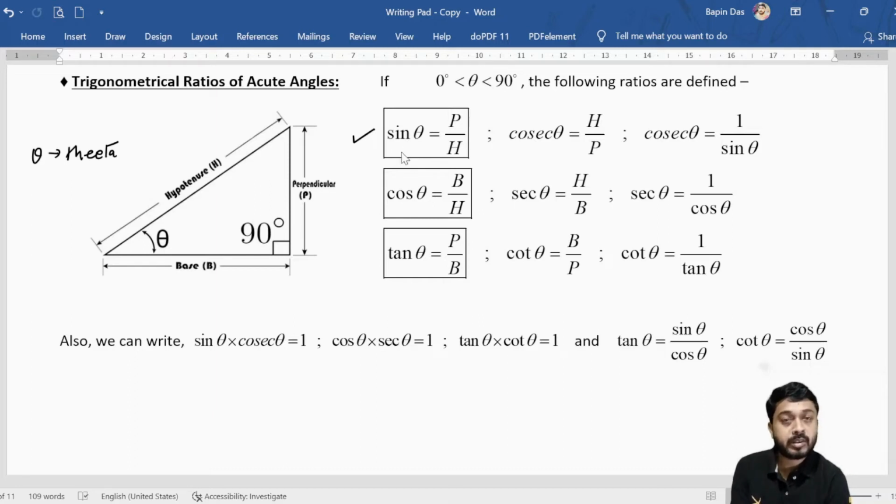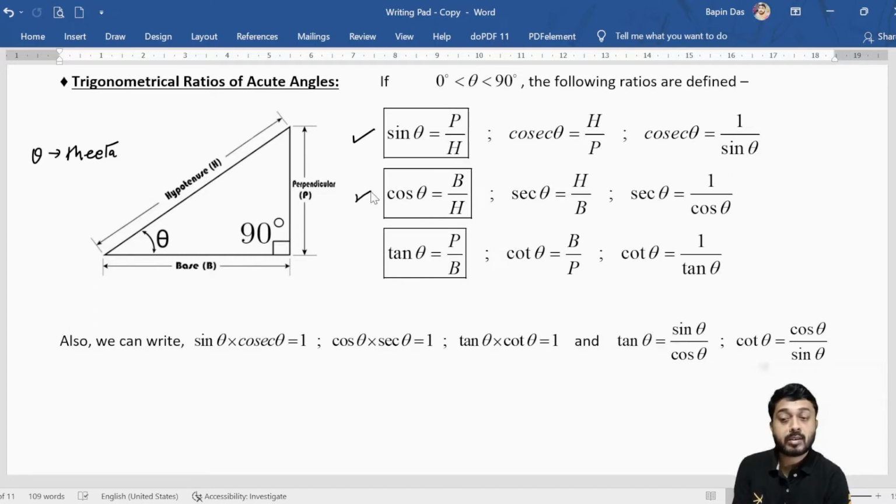The full form of it is sine. We don't write the full forms, so we make use of the short forms. The short forms are sin theta, cos theta, and the third one is tan theta. First one is sin theta. Sin theta is equal to perpendicular upon hypotenuse.